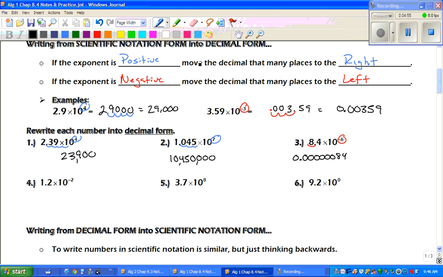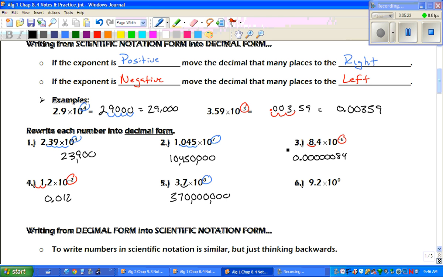Okay? Number 4, we have to move it 2 spots. So 1, 2. 0.012. Positive. We got to move it to the right. Okay? So you got to move it 1 and then 7 zeros. So 1, 2, 3, 4, 5, 6, 7, 8.